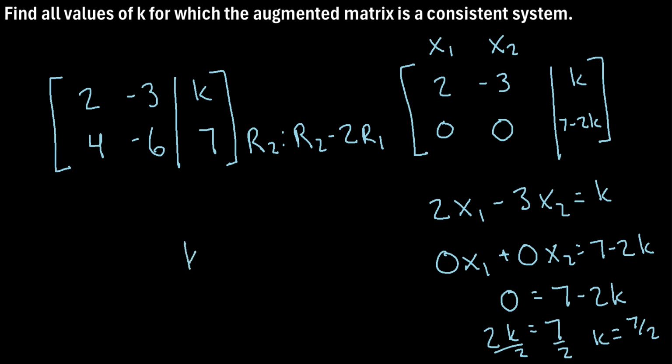So we'll say k is equal to 7 halves. This is the only value that k is allowed to be if we assume that this augmented matrix is a consistent system.